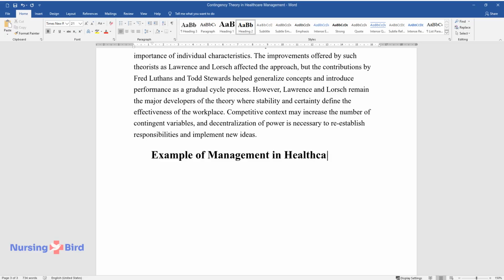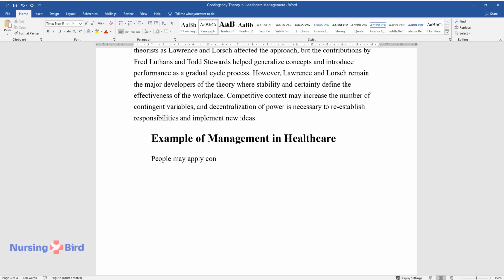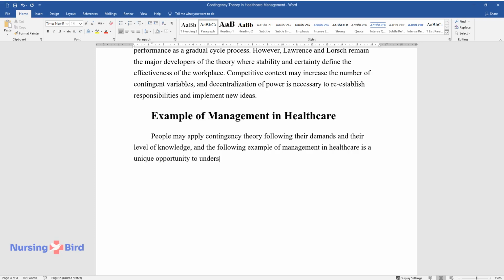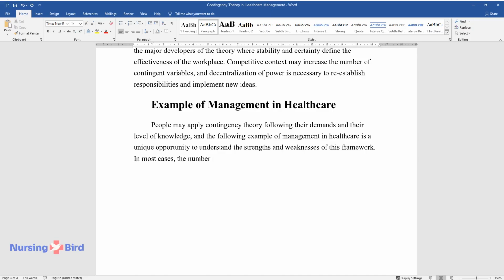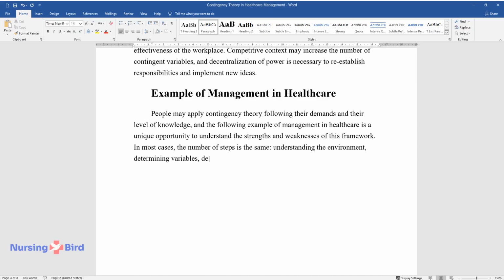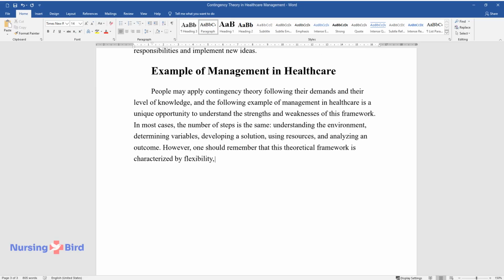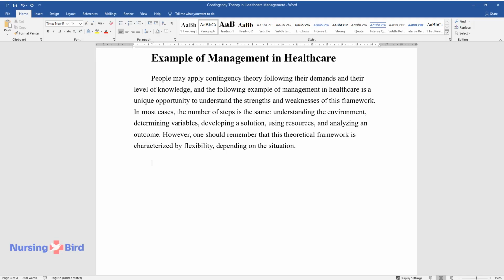Example of management in healthcare. People may apply contingency theory following their demands and their level of knowledge, and the following example of management in healthcare is a unique opportunity to understand the strengths and weaknesses of this framework. In most cases, the number of steps is the same: understanding the environment, determining variables, developing a solution, using resources, and analyzing an outcome. However, one should remember that this theoretical framework is characterized by flexibility, depending on the situation.